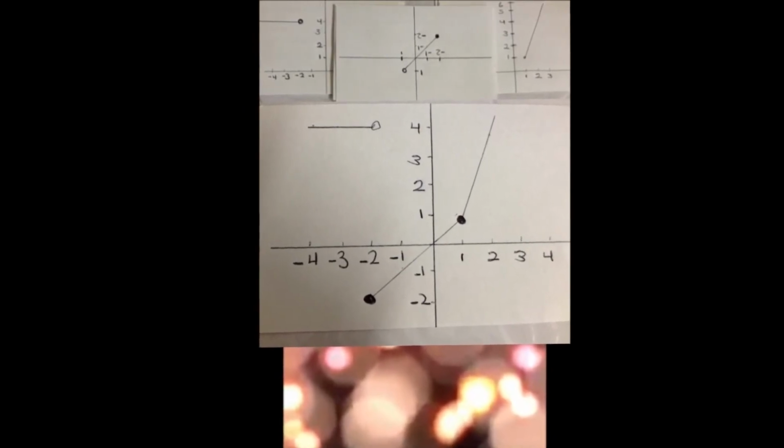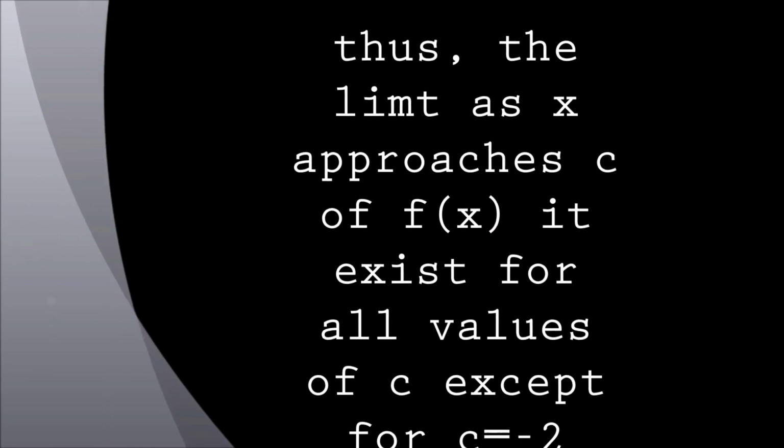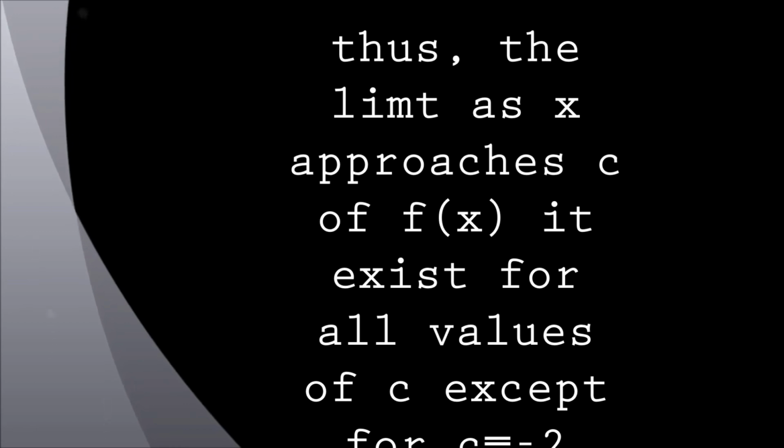Now, by finding the points from the three tables and combining them, the graph will look like this. As the graph approaches from the left, the function f of x approaches 1, and from the right it approaches 1 also. Thus, the limit as x approaches c of f of x exists for all values of c except for c equal to -2.